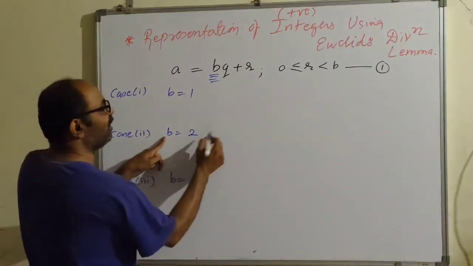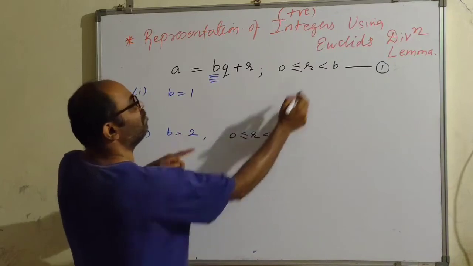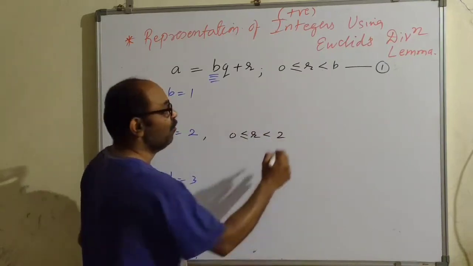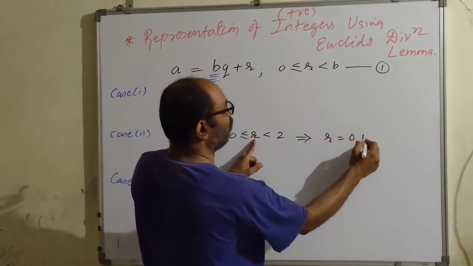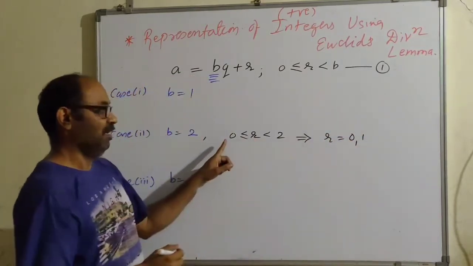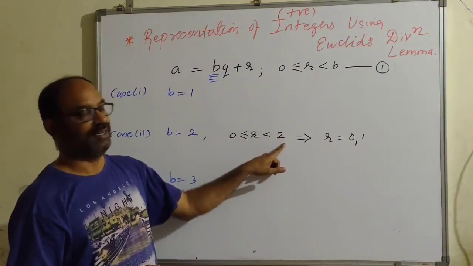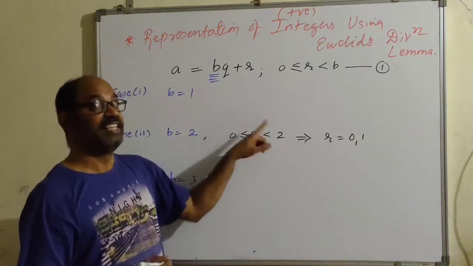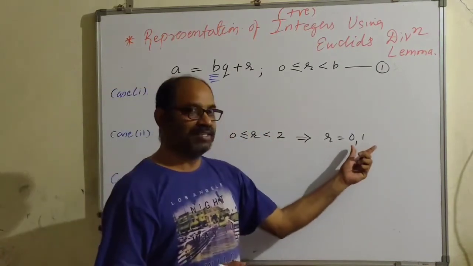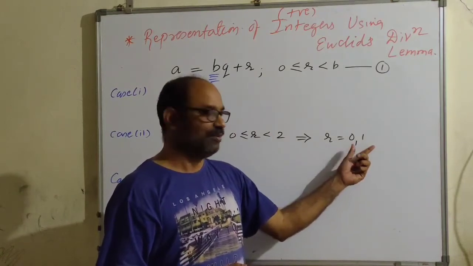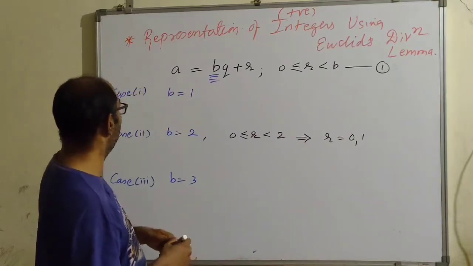If B equal to 2, then your remainder would be greater than or equal to 0 and less than B, matlab less than 2. Which means R equal to 0 and 1, correct? R is between 0 and 2, where 0 is included and 2 is not included. So which numbers including 0 is between 0 and 2? 0 and 1. Clear?